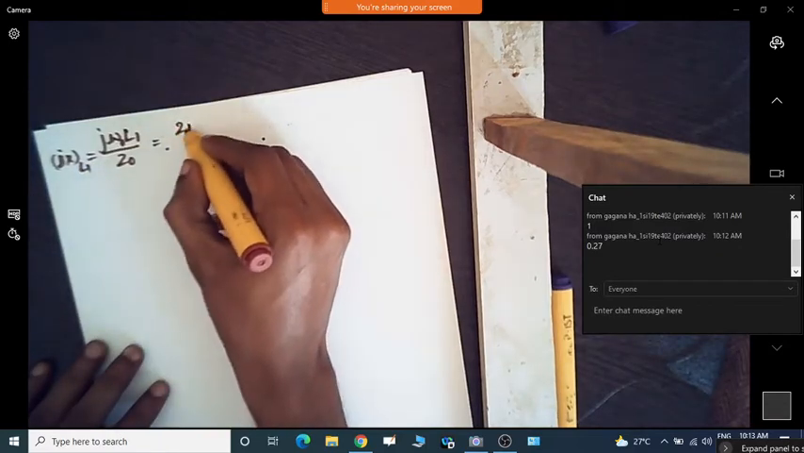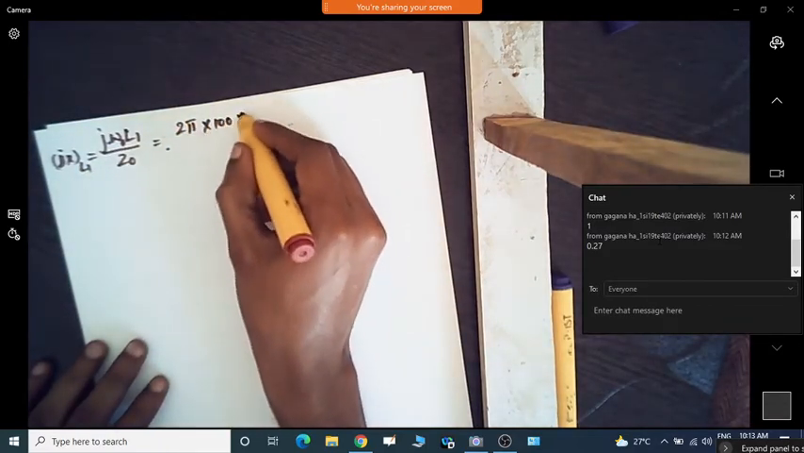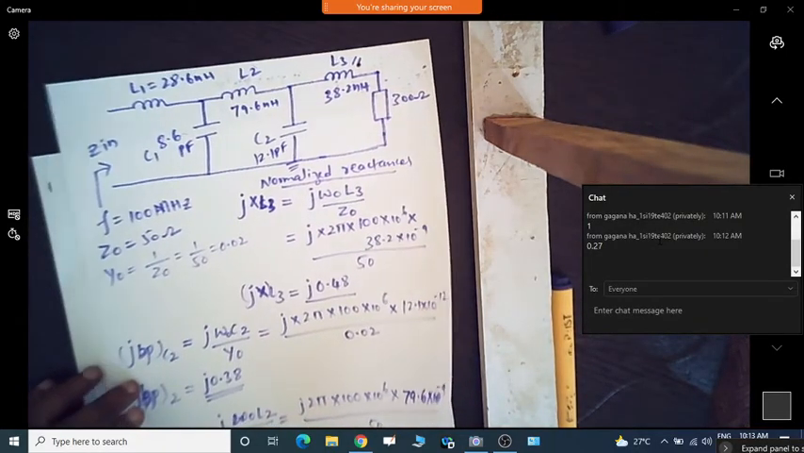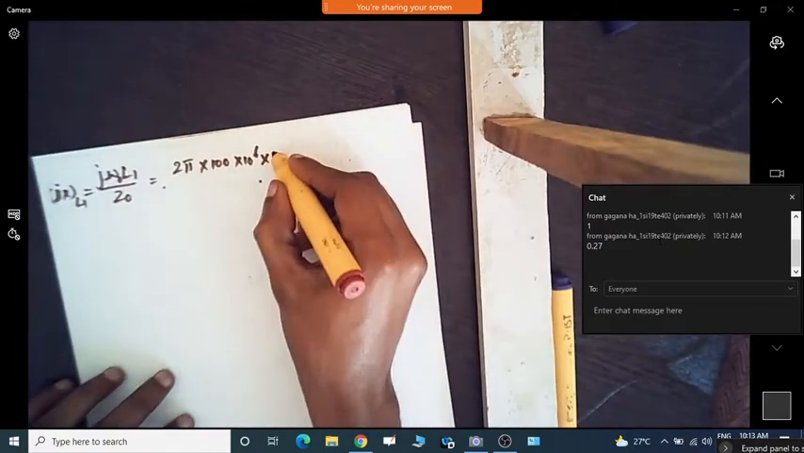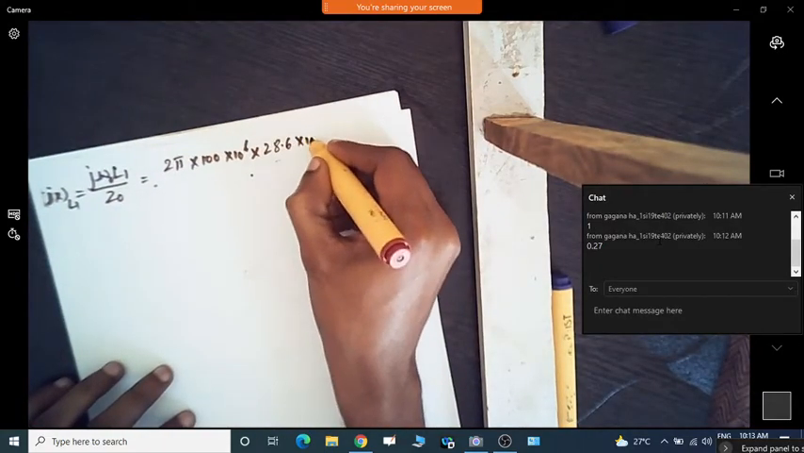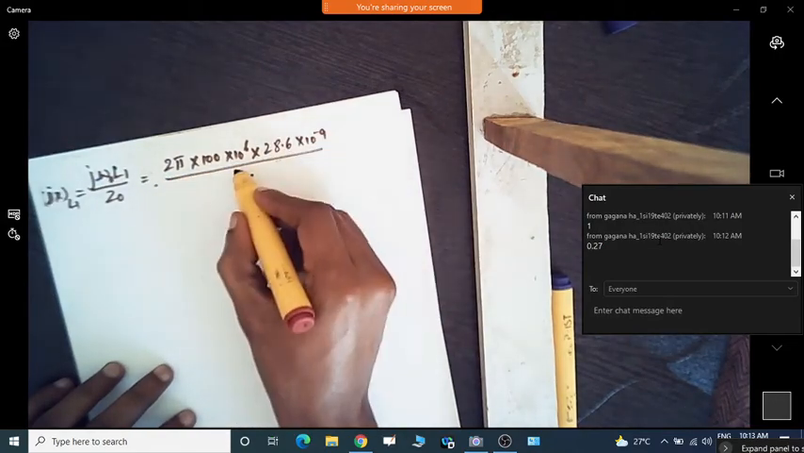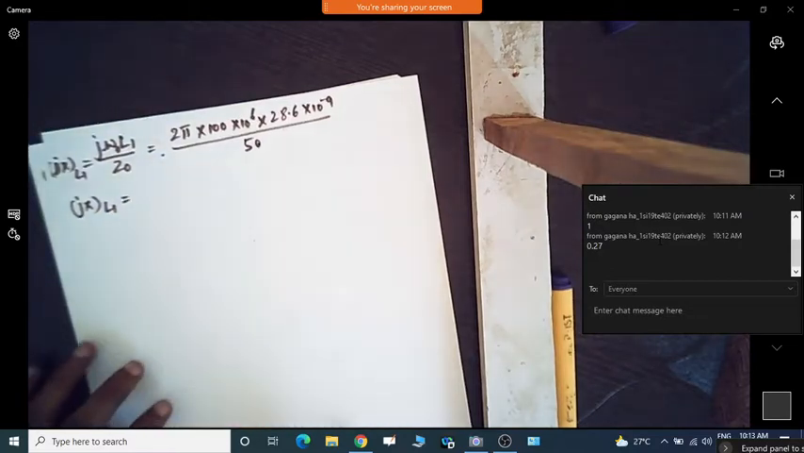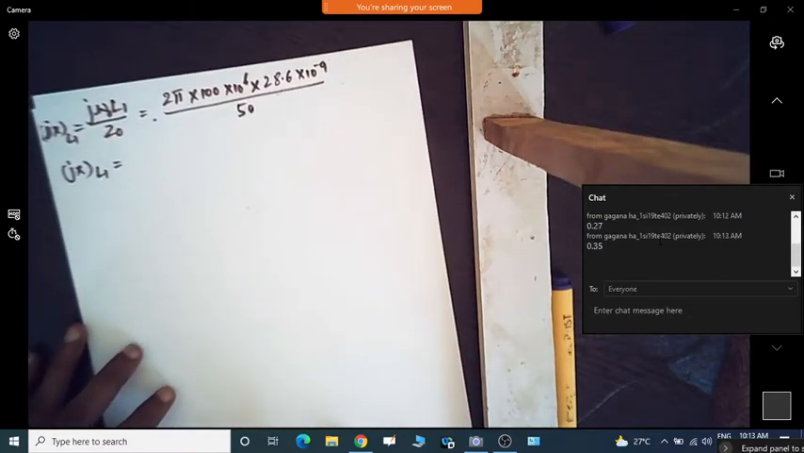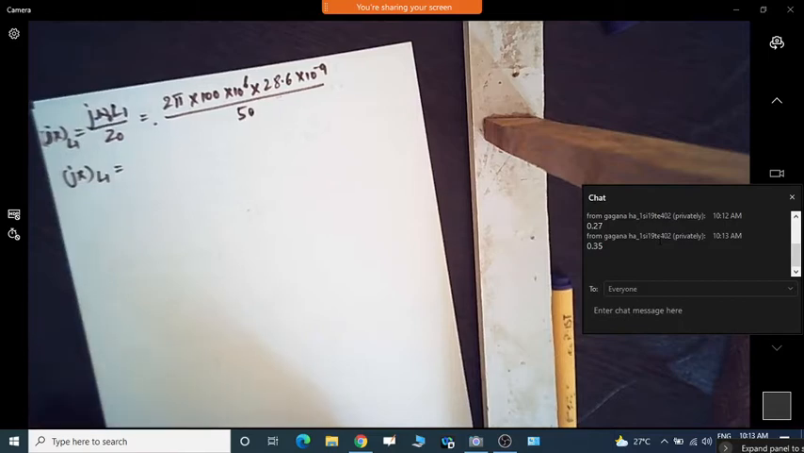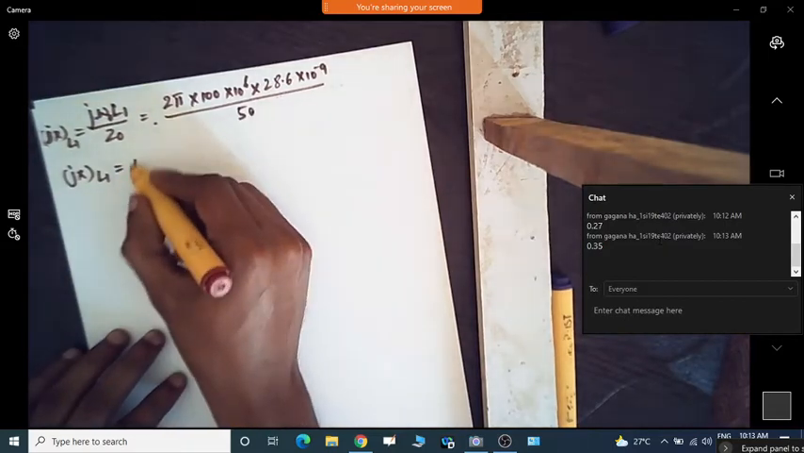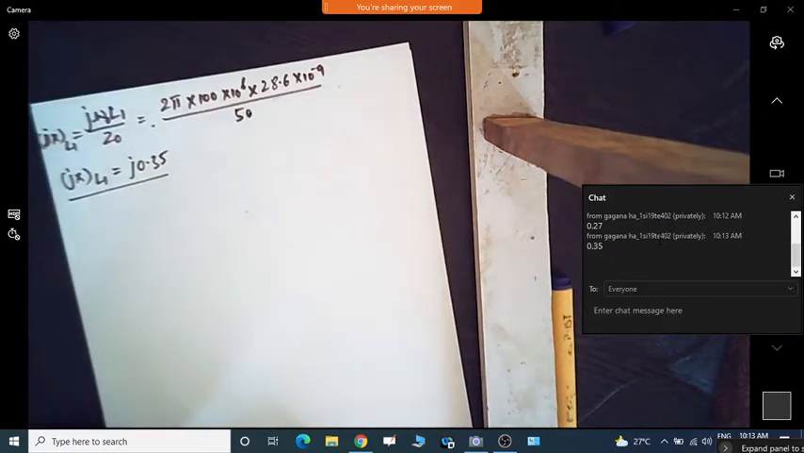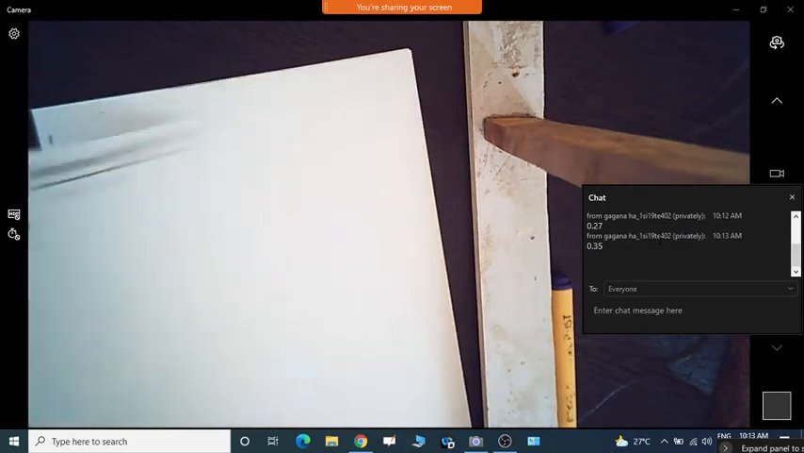Which is equal to 2 pi into 100 into 10 power 6. Now the value of L1 is 28.6 nanohenry, 28.6 into 10 power minus 9, divided by 51. So now find out the reactance offered by the inductor L1. Okay, it is 0.35.